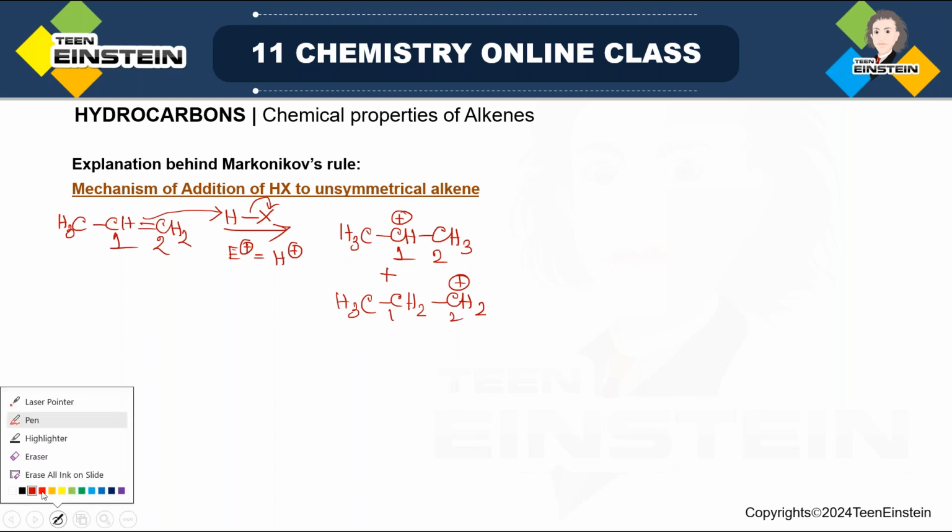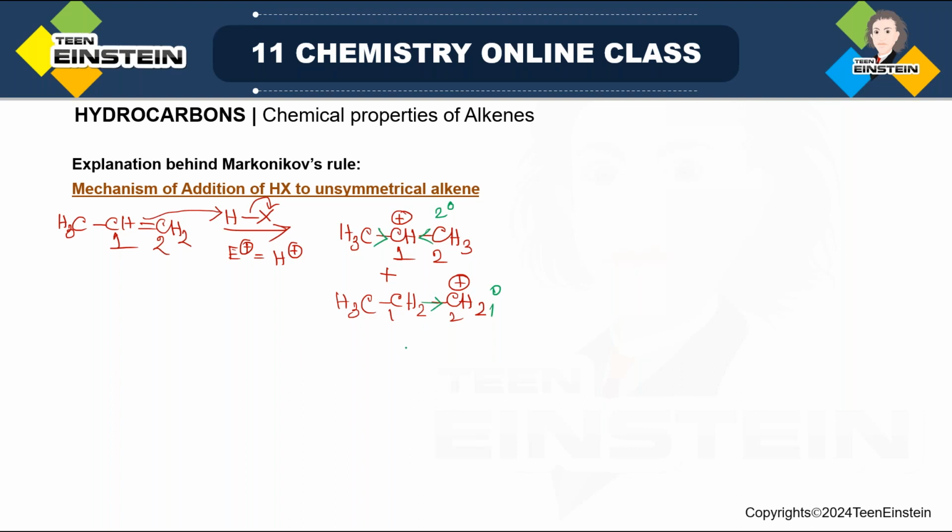Now out of these two, which one is more stable? Now look at this, this is a 2 degree carbocation, but this is a 1 degree carbocation. So that is why it will be more stable. Here the plus I effect from both sides is present, but here it is present only from one side. So that is why it is more stable. Now this is step 1 where the electrophile is added. Now the second part, what will happen?